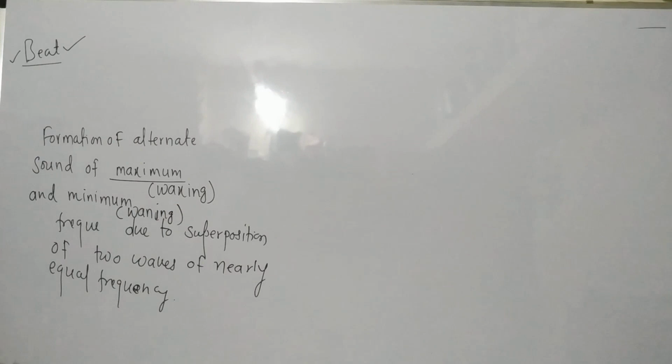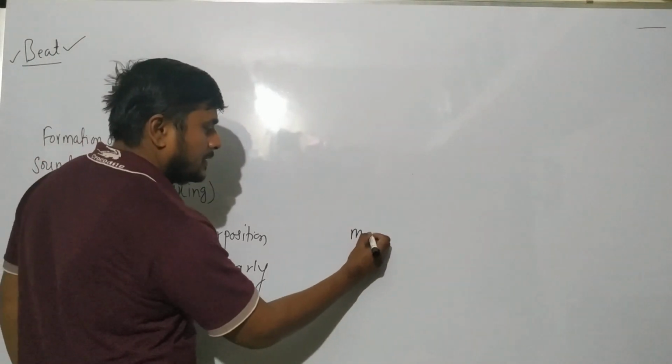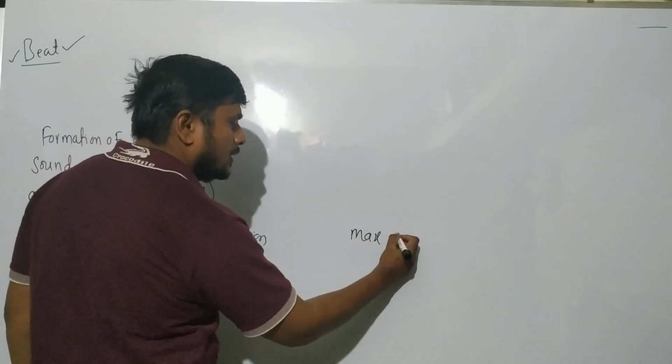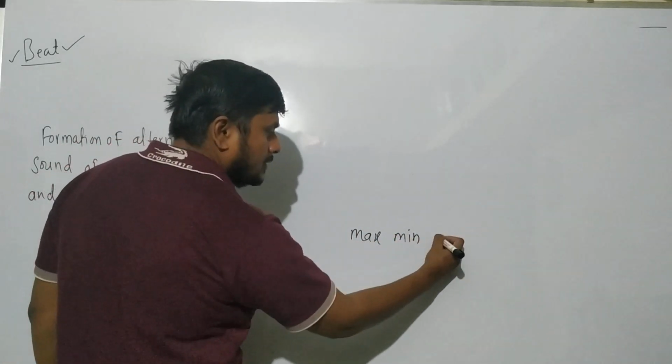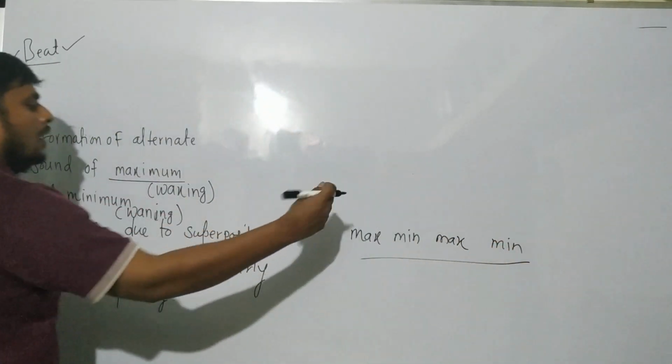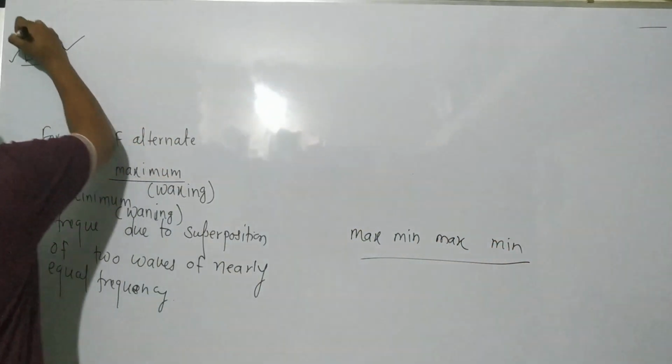So the formation of a beat is the formation of alternate sound. Alternate means if there is a sound of maximum frequency, then after a particular time interval we will get a sound of minimum frequency, again maximum frequency, then again minimum frequency. This whole repetitive process is called a beat, right?